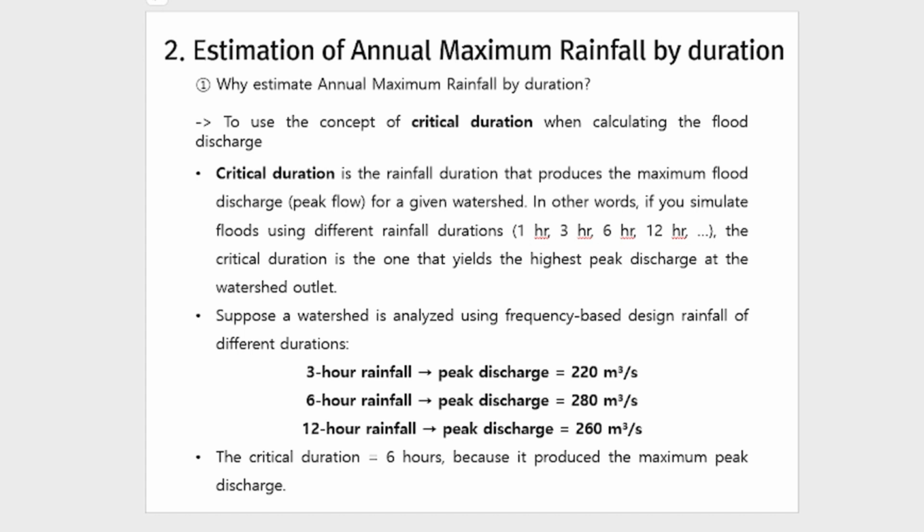Suppose a watershed is analyzed using frequency-based design rainfall of different durations. So, 3-hour rainfall with a peak discharge of 220 cubic meters per second, 6-hour rainfall with a peak discharge of 280 cubic meters per second, and 12-hour rainfall with a peak discharge of 260 cubic meters per second. The critical duration will be 6 hours because it produced the maximum peak discharge of 280 cubic meters per second.